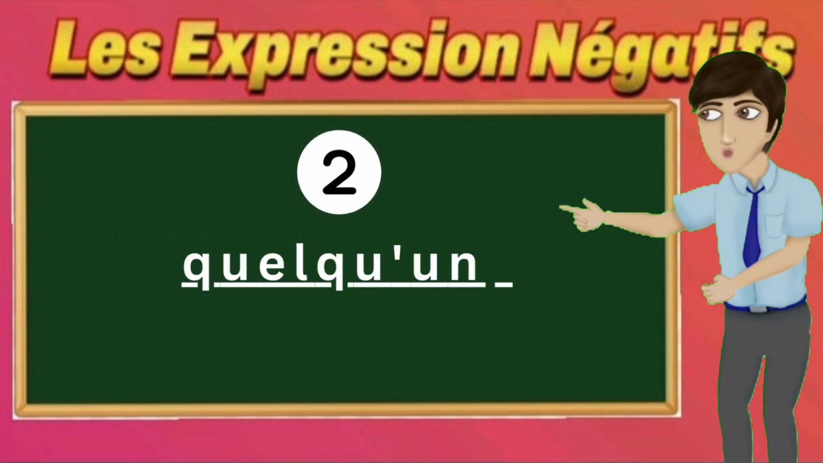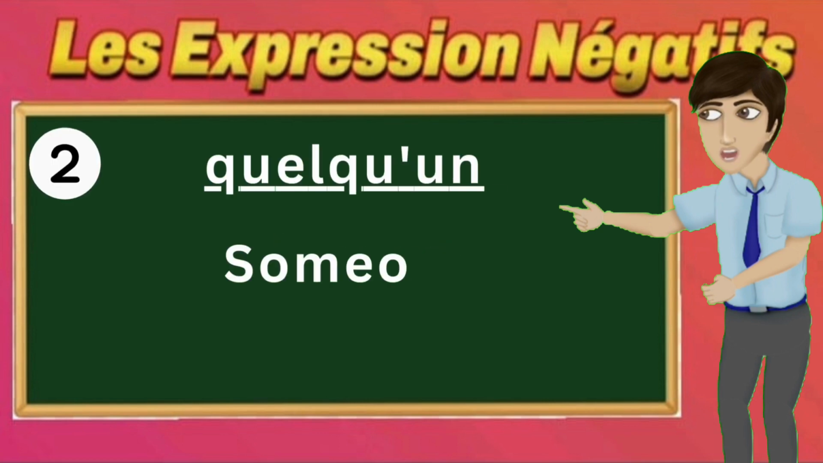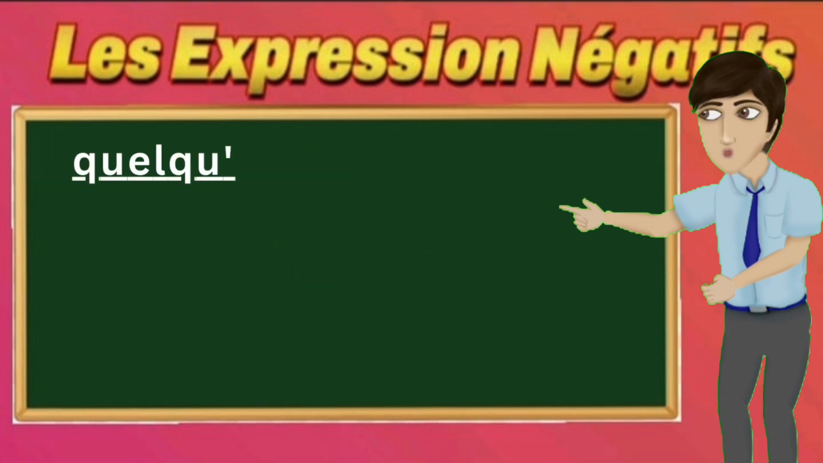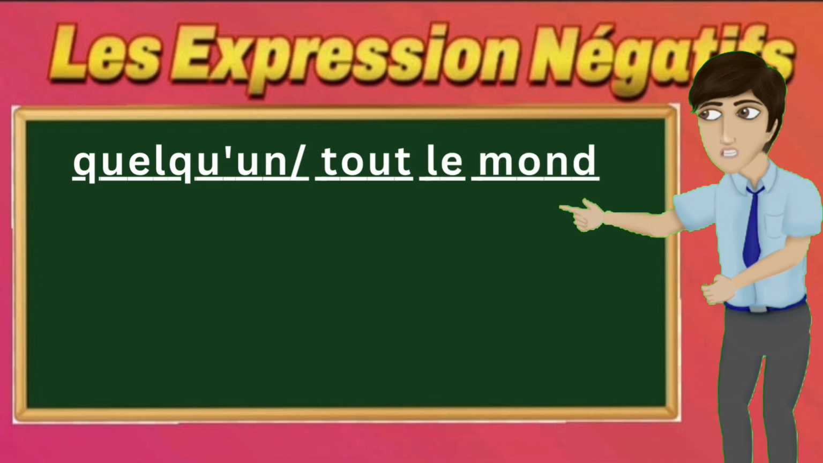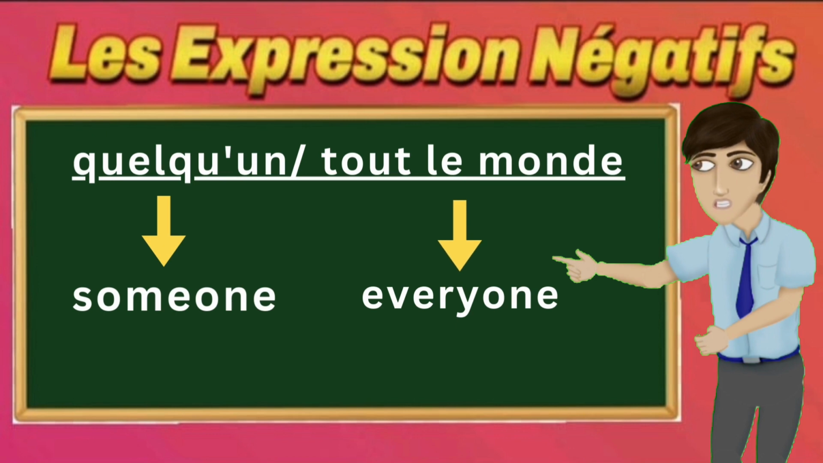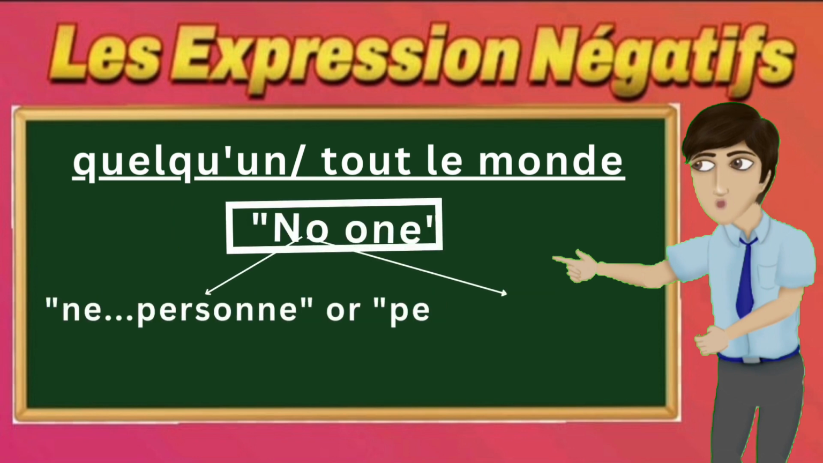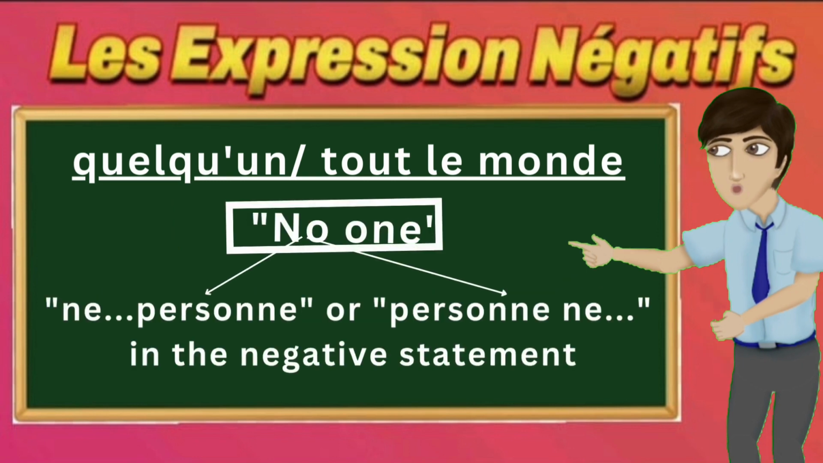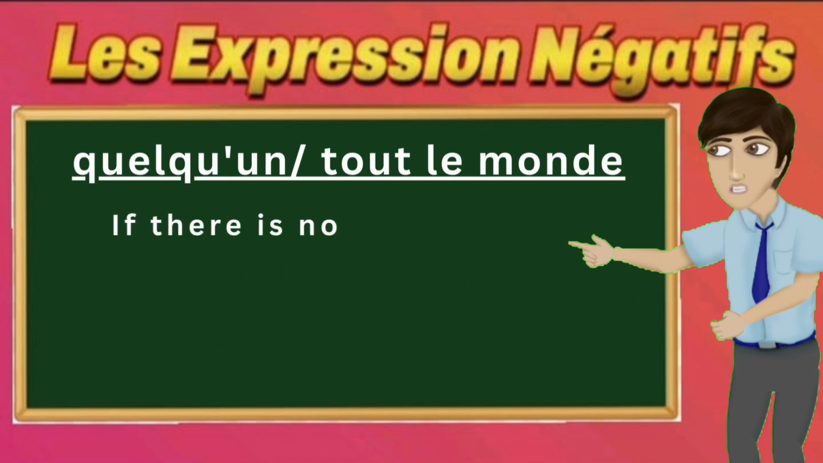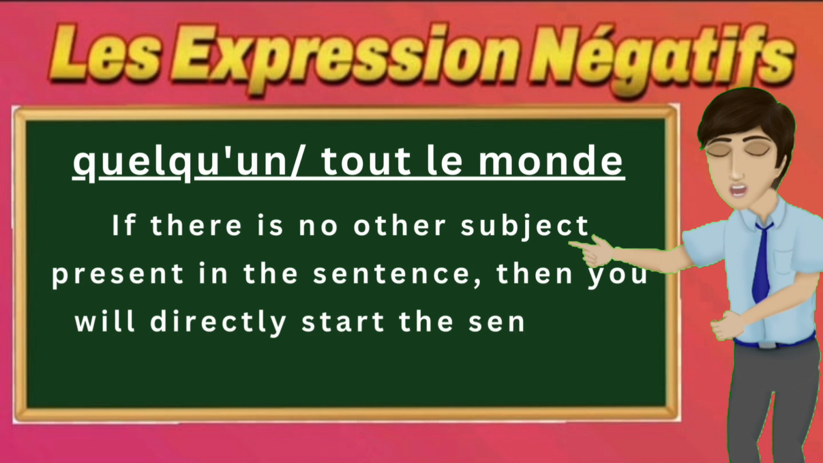Let's move on to the next expression. Quelqu'un means someone. Quelqu'un or tout le monde. Whenever you see quelqu'un, someone, or tout le monde, everyone in a sentence, to say no one in French, you use ne personne or personne ne in the negative statement.